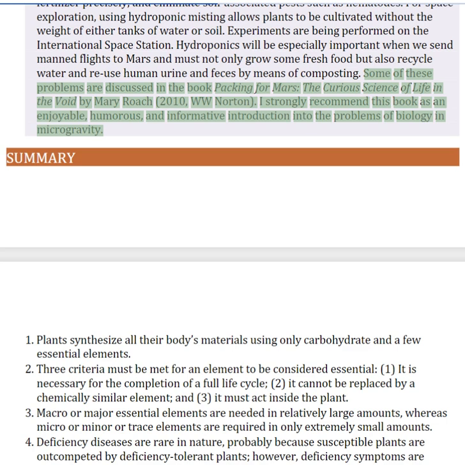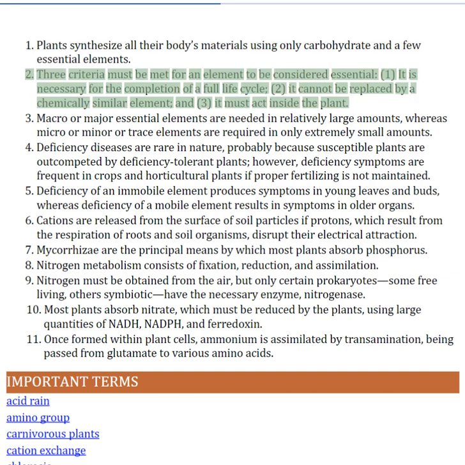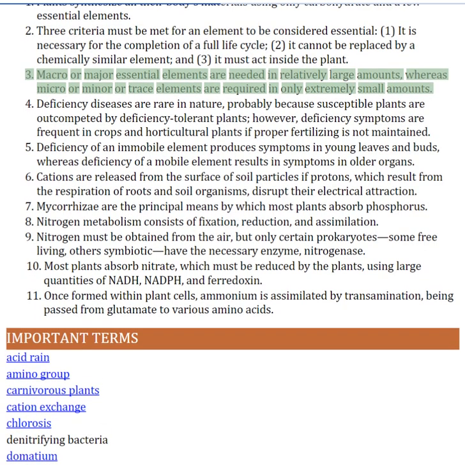Summary. 1. Plants synthesize all their body's materials using only carbohydrate and a few essential elements. 2. 3 criteria must be met for an element to be considered essential. It is necessary for the completion of a full life cycle. It cannot be replaced by a chemically similar element. And it must act inside the plant. 3. Macro or major essential elements are needed in relatively large amounts, whereas micro or minor or trace elements are required in only extremely small amounts.